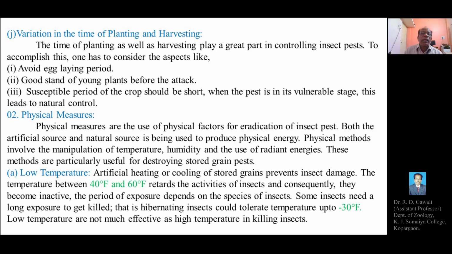So these are the three criteria with the help of which we can change the time of planting and harvesting so as to avoid the attack of the particular stage of the pest, or even to give complete protection of the crop from the particular pest. So this is about the cultural control measures.